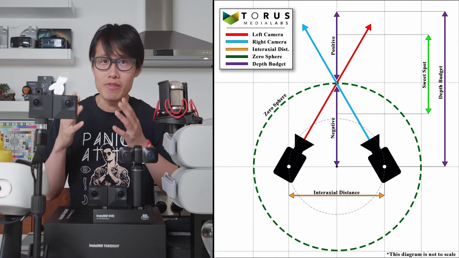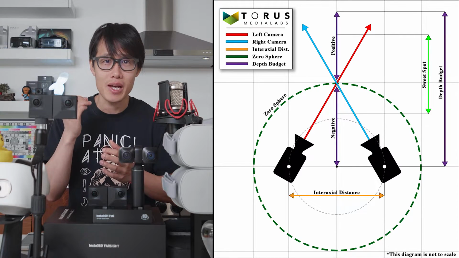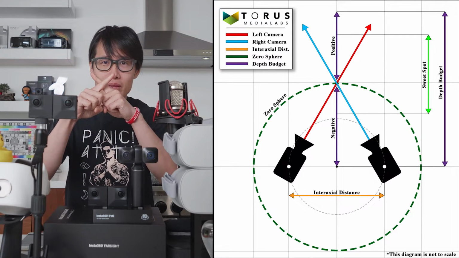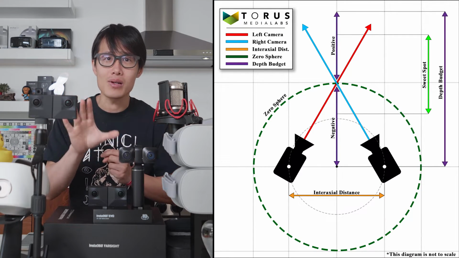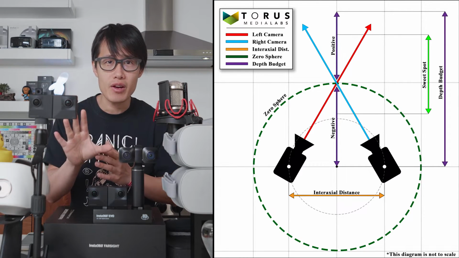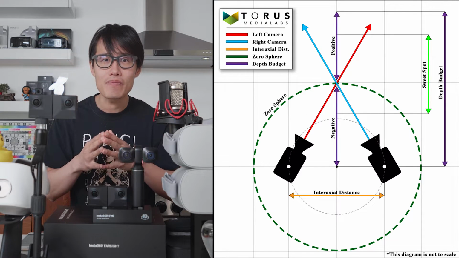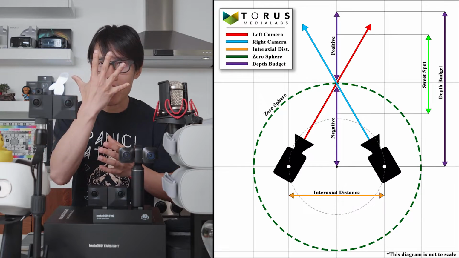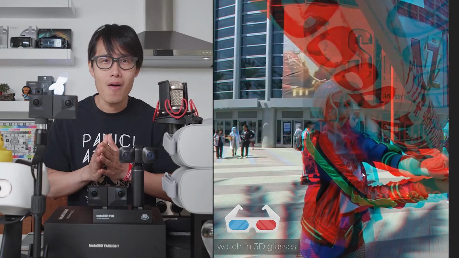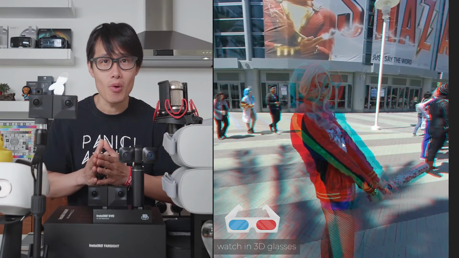Again, this is a simplified way to explain this. Fisheye lenses will have more complicated characteristics. Where the cameras intersect is where we find our zero sphere. Anything in front of the zero sphere is called negative space, and those are the elements that seem like they are popping out of the screen. There is more parallax, or more 3D, if the elements are closer to the center pivot point.